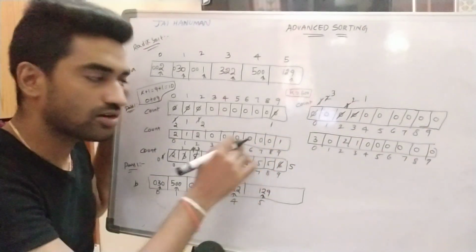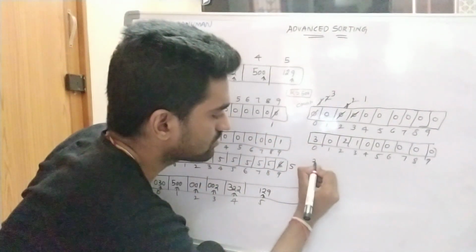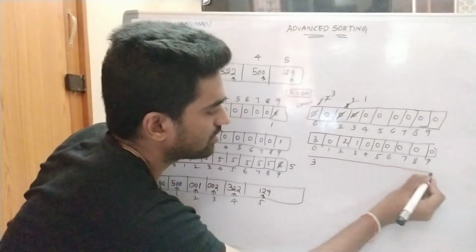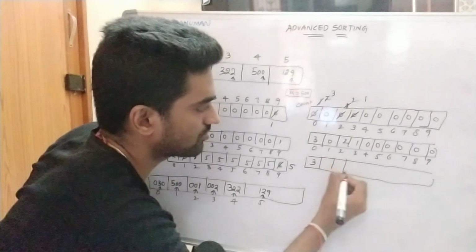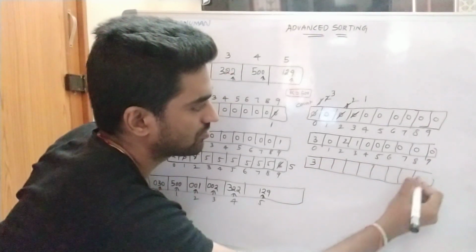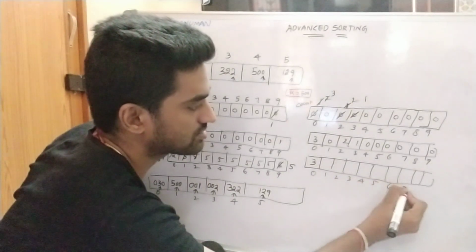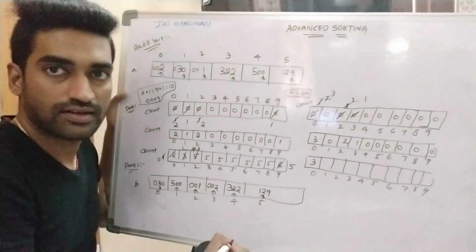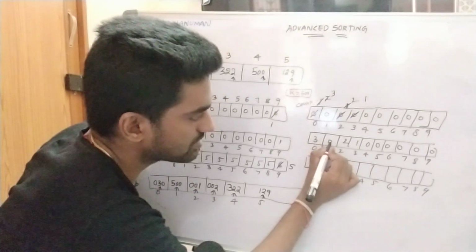Here we are updating the count array with the help of the total number of key elements. Initially it is 3. The count array updation starts from index 0, 1, 2, 3, 4, 5, 6, 7, 8, 9. So here 3 plus, starting from this one.